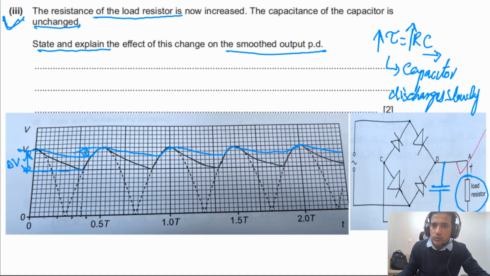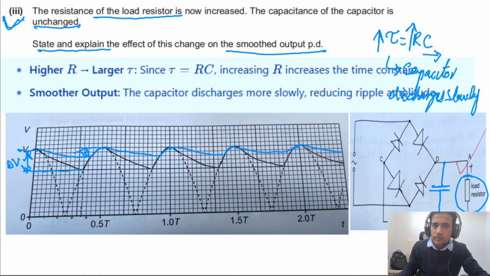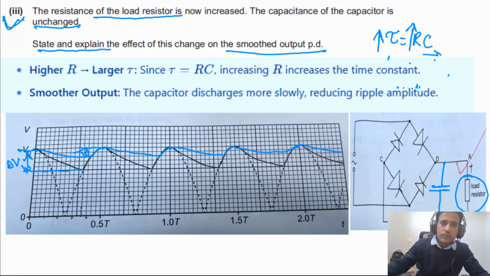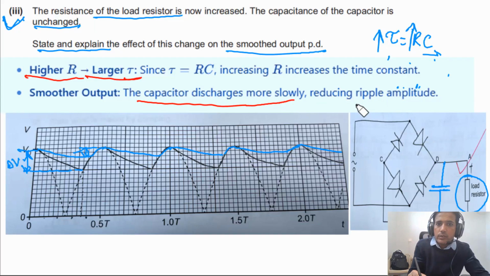Now let me show you the answer, how you can write down a nice answer. In your answer, you have to include these points. First of all, you can say as R increases, tau will be greater. As tau is greater, it means the capacitor discharges slowly, so the ripples will decrease.